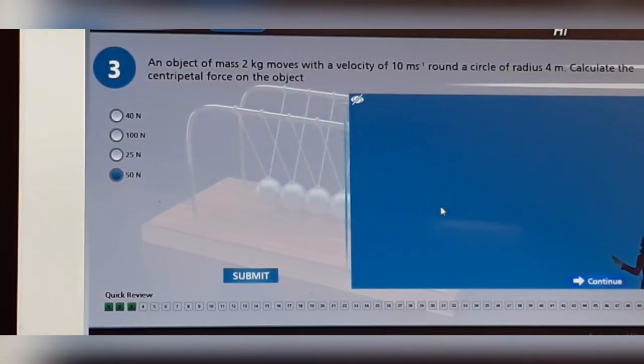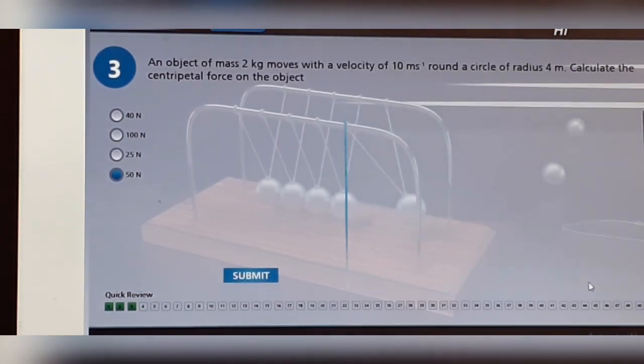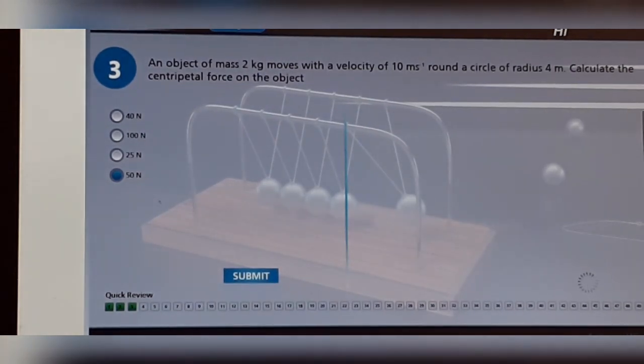All we need to do with the formula I've given you, which is mass times velocity squared over radius, is bring out your parameters, the value for the mass, value for velocity and radius, input them into this formula, divide by radius, and you get 50 Newton as your answer. All right? Let's go to question number 4.